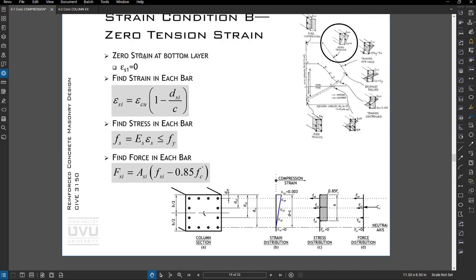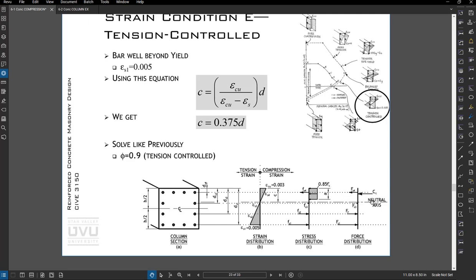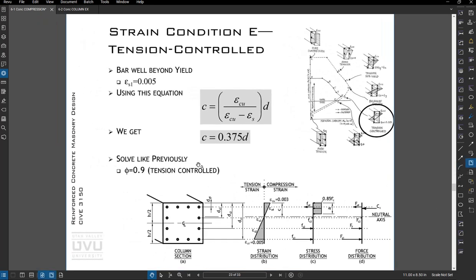Again, we can use these equations. And we're going to do sum of forces, sum of moments, and get our capacities. Now, we're going to say we're 0.9 for our phi factor because we're tension controlled, which is defined by the fact that we used a strain in this bottom layer of bar of 0.005.